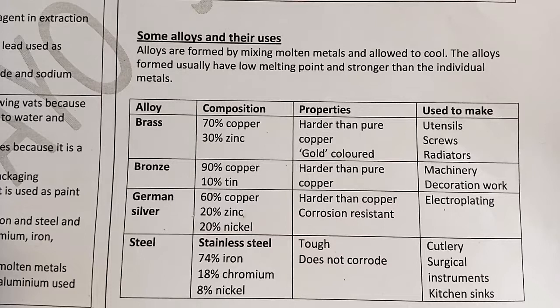Then another alloy is bronze. Bronze is made of copper and tin. It is harder than pure copper. It is used to make machinery and decoration works. Then we have German silver. It's made up of 3 metals, copper, zinc, and nickel in the composition indicated there. It is harder than copper, and it is corrosion resistant. It is used for electroplating.